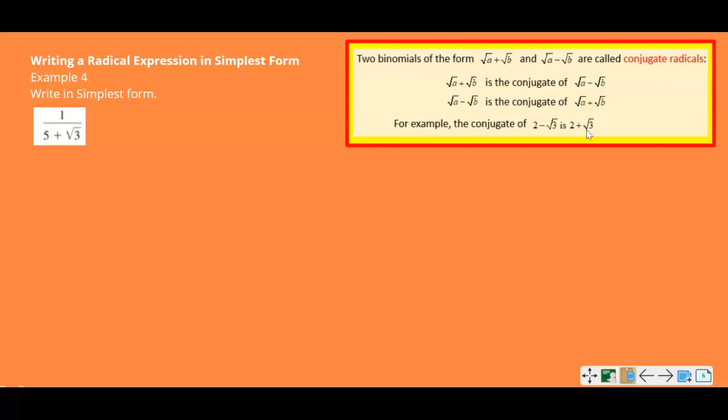To me, this reminds me of a difference of squares. Same binomial, different sign in the middle, and the middle term cancels out. So with this being said, to simplify number 4, we have to multiply by the conjugate of 5 plus the square root of 3. So the conjugate of 5 plus the square root of 3 is going to be 5 minus the square root of 3. And we do have to multiply both the numerator and the denominator by that.